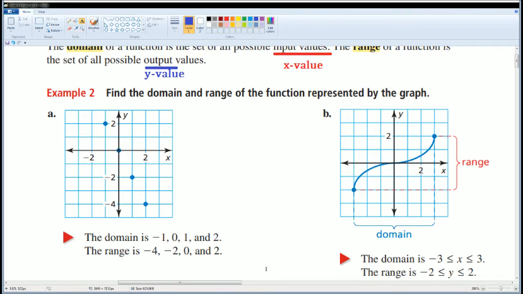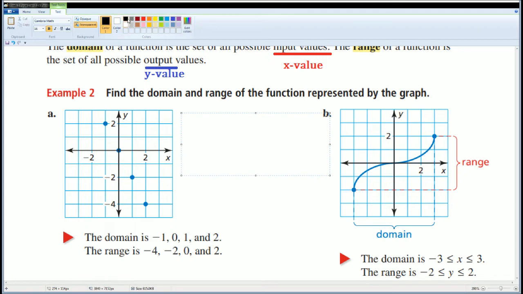There are two types of functions here. You have this graph A, which is going to be considered discrete. What do I mean by discrete? It means that there are dots. So what you can write here is that this is a discrete graph.